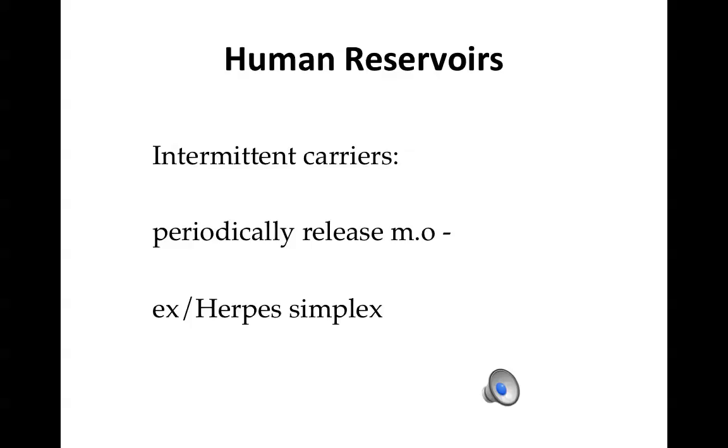But oftentimes, intermittent carriers are those that have persistent, either acute, long-term illnesses that kind of come and go, or chronic illnesses where, again, the pathogen only emerges occasionally.